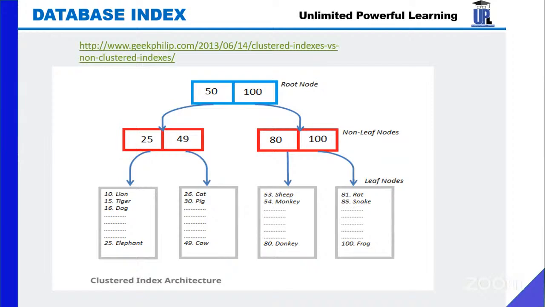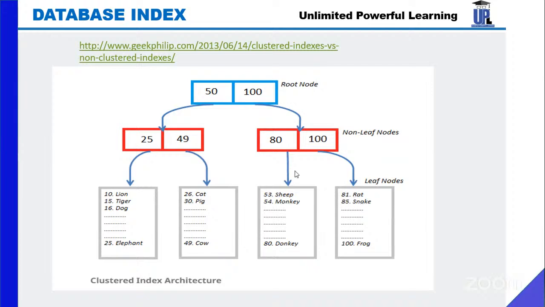Now, if I want to search a record like 81, where should I go? I cannot go up to 49 here in this cluster. Above 50 means I have to go to this. In that, 80 means either this or this. Like this you can search, and finally I can find 81, 85, something like that.